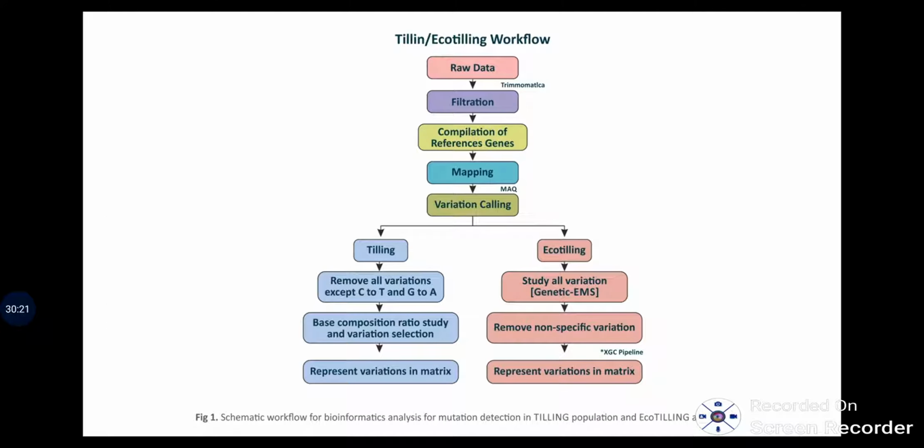This is how TILLING differs from EcoTILLING. The flow diagram is given here. The initial steps are the same: raw data is taken, filtration, compilation of the reference genes, mapping, variation calling. In case of TILLING, we remove all the variations except C to T and G to A. Base composition ratio study and variation selection is done, then variation is represented in a matrix. Whereas in EcoTILLING, the EMS-induced variations are identified instead of removing the variations. Then non-specific variations are removed and the variation matrix is represented.